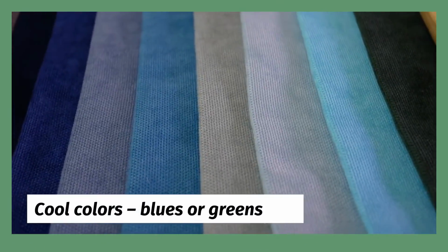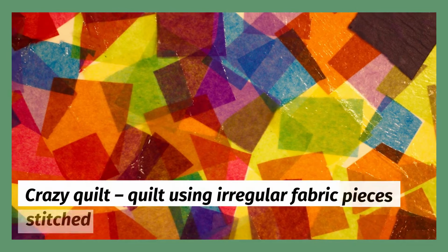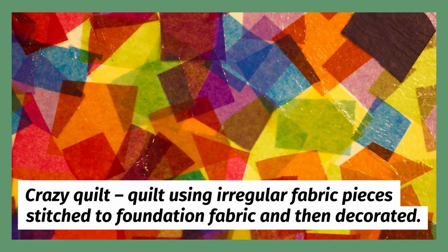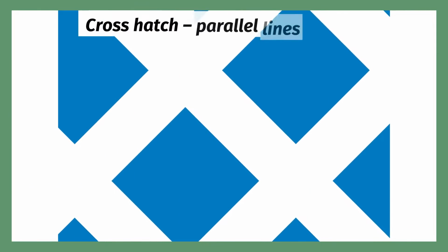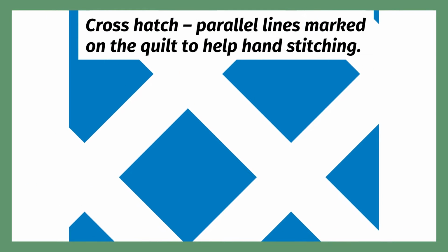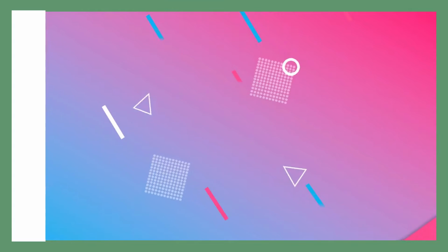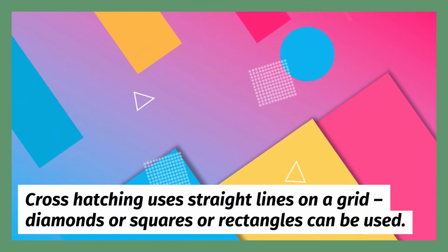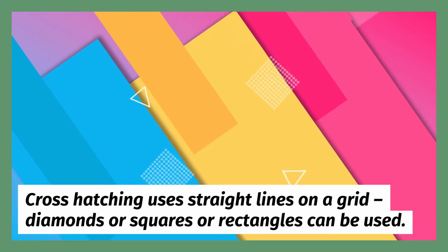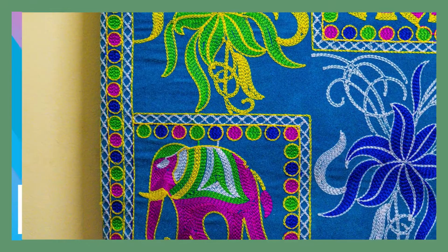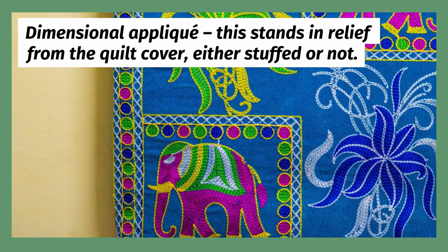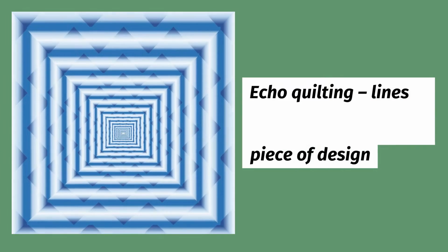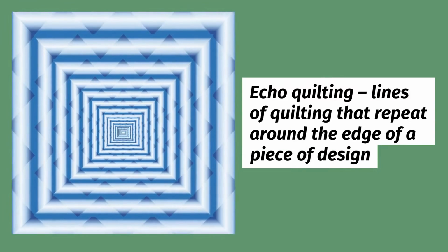Cool colors, blues or greens. Crazy quilt, a quilt using irregular fabric pieces stitched to foundation fabric and then decorated. Crosshatch, parallel lines marked on the quilt to help hand stitching. Crosshatching uses straight lines on a grid; diamonds, squares, or rectangles can be used. Dimensional applique stands in relief from the quilt cover, either stuffed or not. Echo quilting, lines of quilting that repeat around the edge of a piece of design.